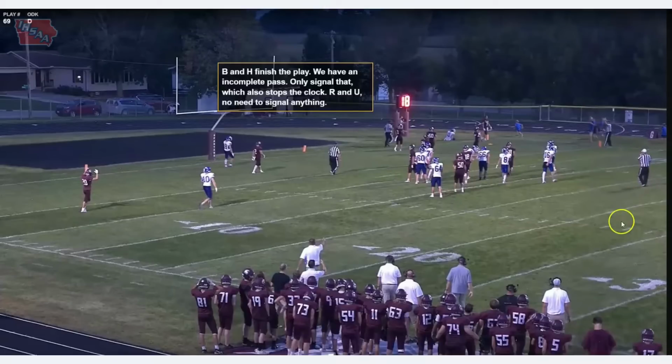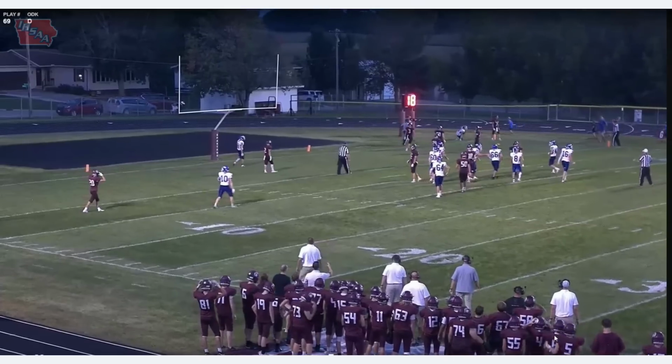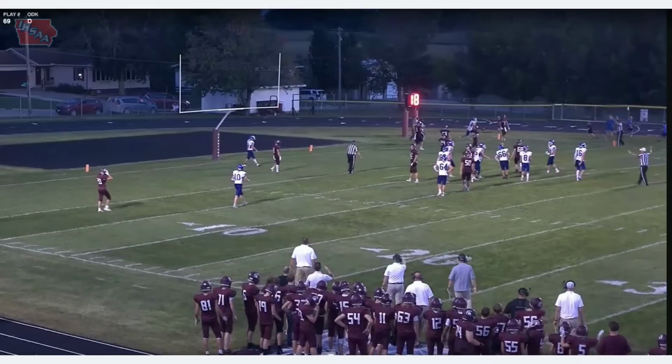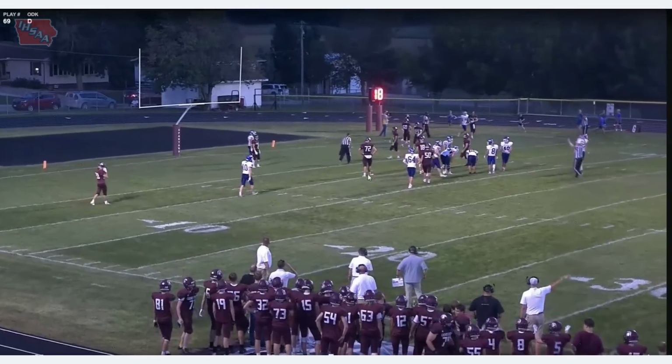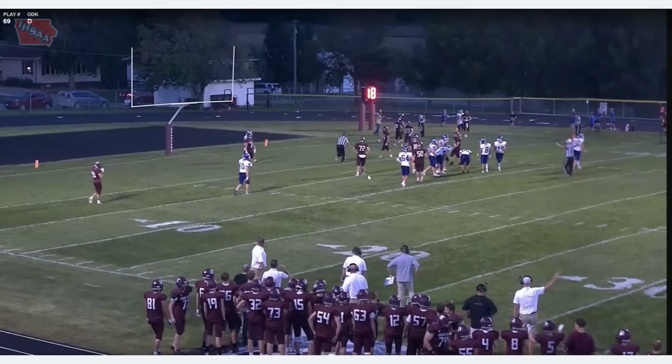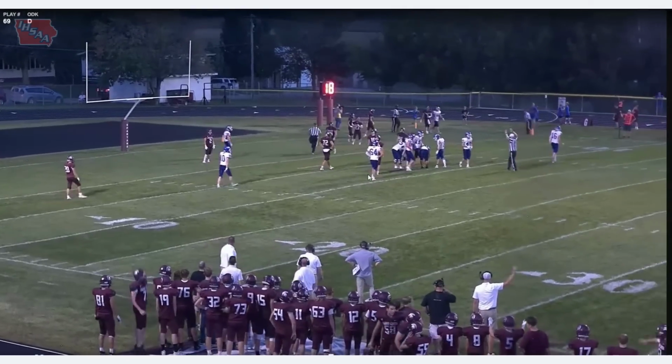And then if I continue here, you can see our referee and our umpire also are giving a kill the clock signal. No reason to do that. We do have penalties, so it's not horrible mechanically. Really, we've got 2 officials down there that are doing that, so that's going to be enough.